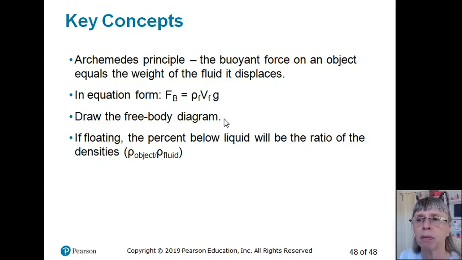It will help you. And again, if something's floating, there is no normal force. It's just the buoyant force up and weight. If it's sitting on the bottom of the ocean, then it would have a normal force. But if it's floating, it does not. Also, we learned that if an object is floating, the percent of the object that's below the liquid is simply equal to the ratio of the densities. Once we've derived that, you can use it. And that's it for this chapter.